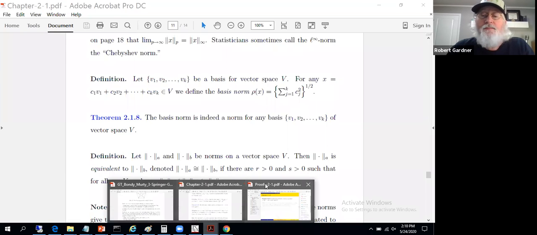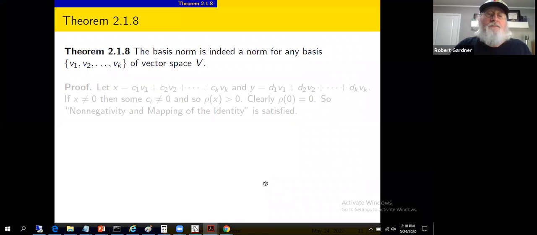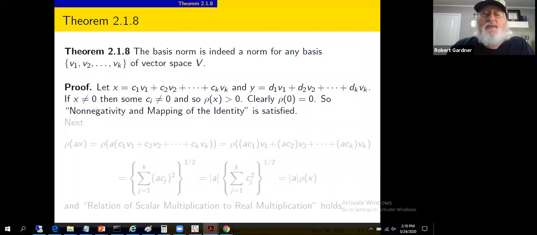All right. Take your vectors x and y, and represent them with respect to this basis V1 through V sub k. Say x is C1 through C sub k times the respective basis vectors. Say y is D1 V1 through D sub k V sub k, with coefficients D sub i's respectively on the V sub i's.